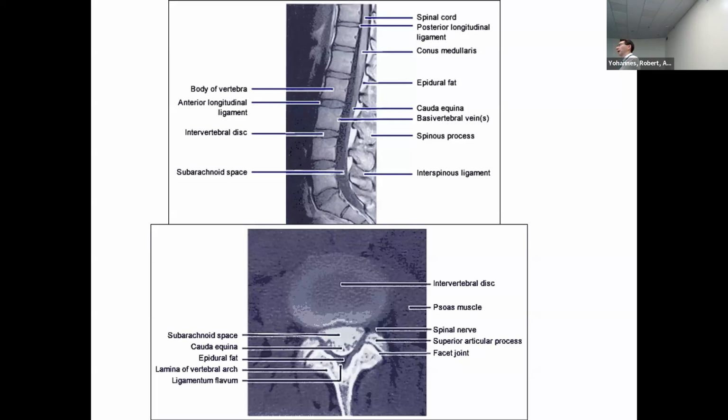You can see here the conus of the spinal cord, which ends around L1, L2, and then it becomes the cauda equina, which, to remind ourselves, these are actually nerve roots. These are lower motor neurons that are still in the canal. And here we can see on the bottom, in the myelography, the actual roots, the cauda equina.